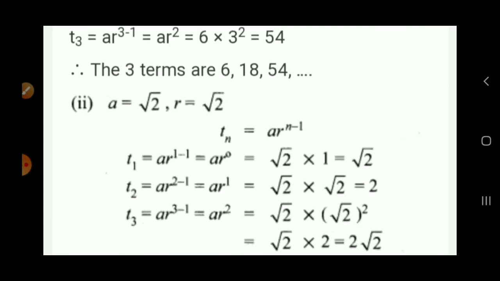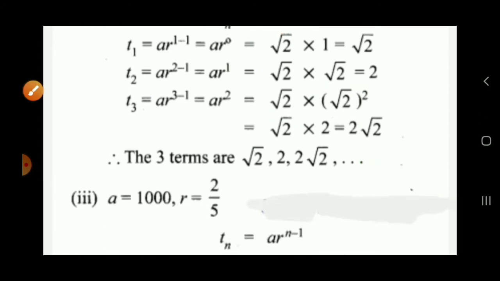So the next one. Second one: A is root 2, R is root 2. Use the formula Tn is equal to A into R power n minus 1. First term T1: A into R power 1 minus 1, so R power 0, which is 1. A is already root 2, so that is root 2. Second term T2: A into R power 2 minus 1, so A R power 1. A is root 2, R is root 2, so root 2 into root 2.